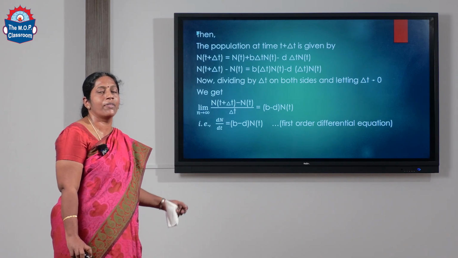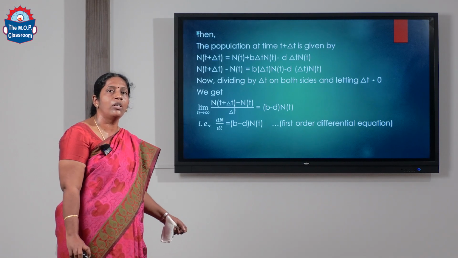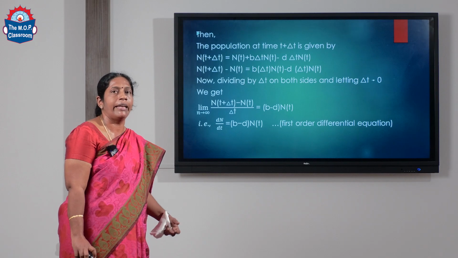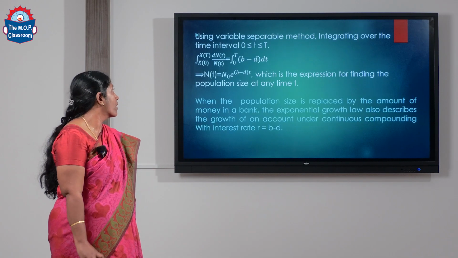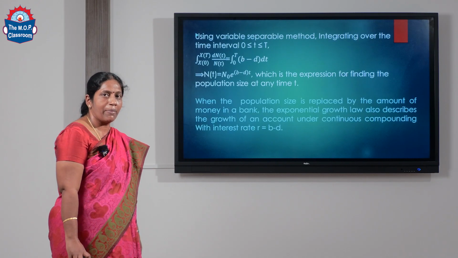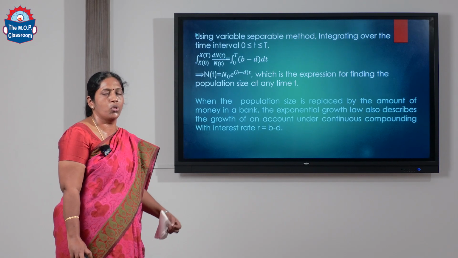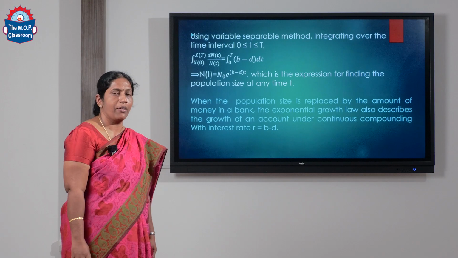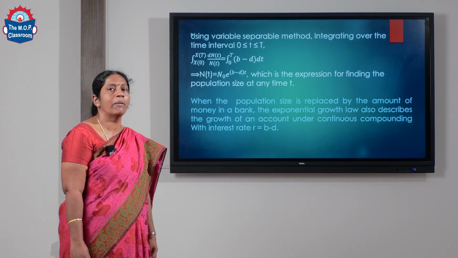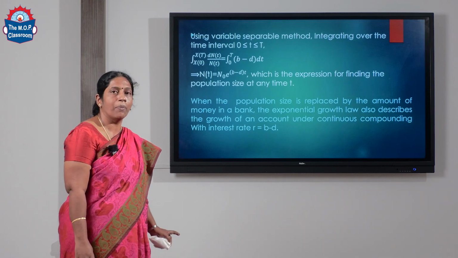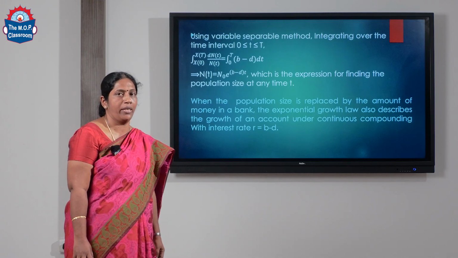Solving this differential equation, we will be able to obtain an expression to find the size of the population at any time t. Using the variable separable method and integrating both sides between the limits 0 to t, we have N(t) = N(0) e^((b − d)t), which is the expression for finding the population size at any time t.